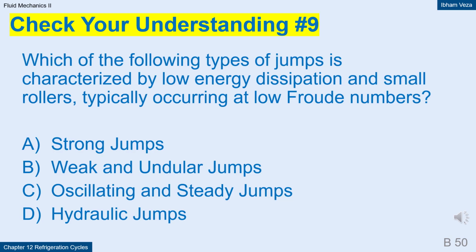C. Oscillating and steady jumps. This option is incorrect because oscillating and steady jumps are associated with moderate to high energy dissipation, which is different from the characteristics mentioned in the question. D. Hydraulic jumps. While hydraulic jumps encompass a range of jump types, this answer is too general and does not specifically address the description of low energy dissipation and small rollers in weak and undular jumps.